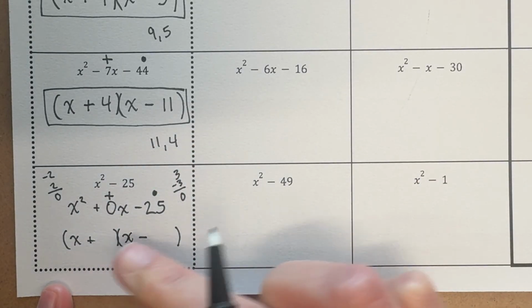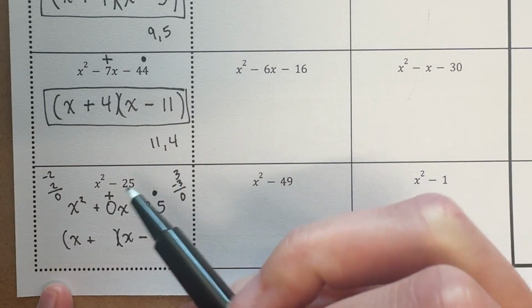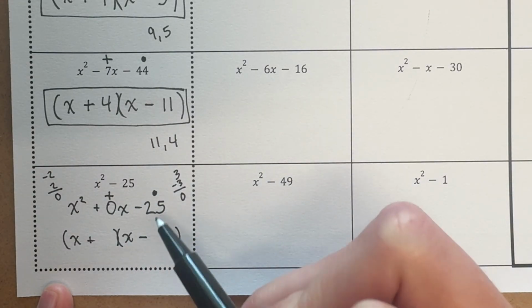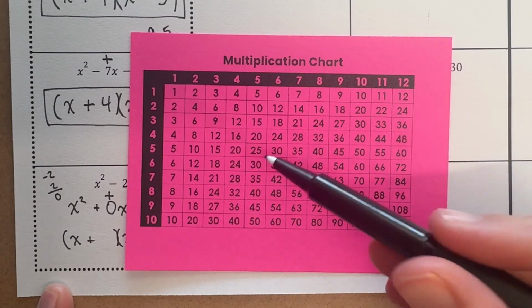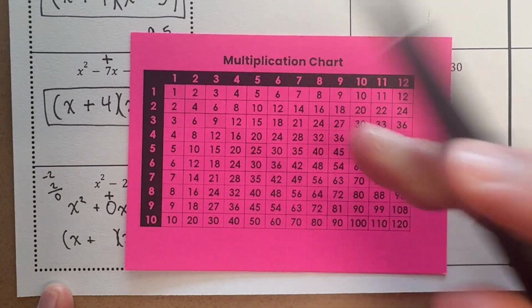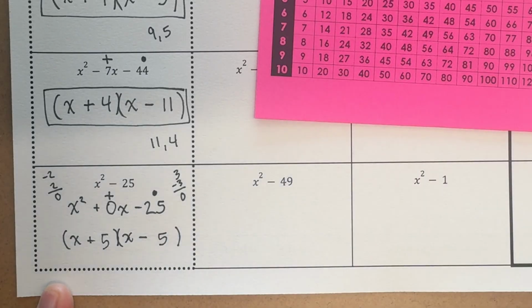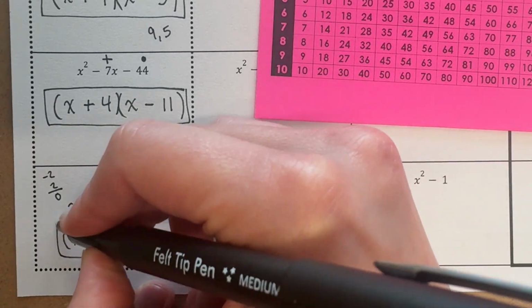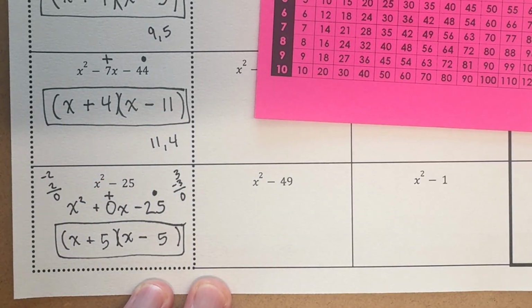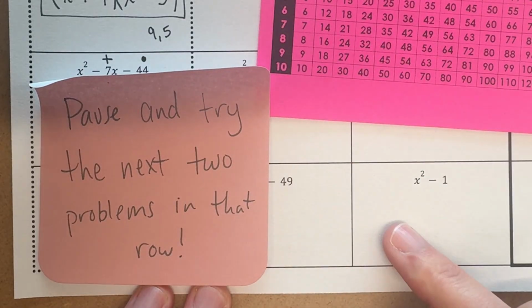So what I need is one positive and one negative of the same number. And perfect, because I have a positive times a negative, that's going to get me a negative. So what number multiplies by itself to be 25? That number is 5. 5 times 5 is 25. So this is my answer. Okay, go ahead, try those next two problems.